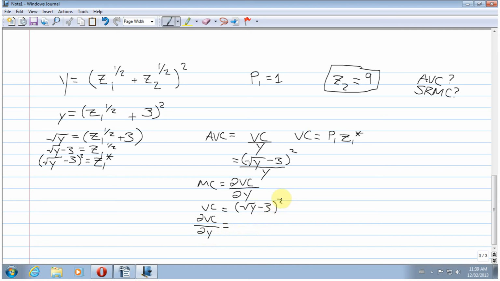dy is, okay, so first I take chain rule, take the derivative of the whole expression, 2 times root y minus 3 to the power 1, times the derivative of what's inside. Well, what's inside is just the square root of y, times 1 over 2 root y. Okay, so I can cancel out this 2 with this 2, and marginal cost then is going to be root y minus 3 over root y. Okay, and that's good enough for full marks.